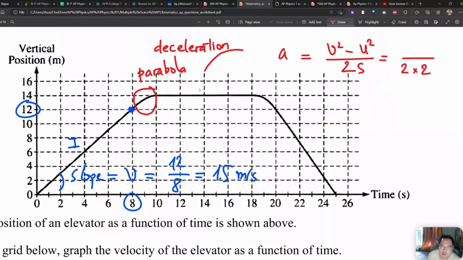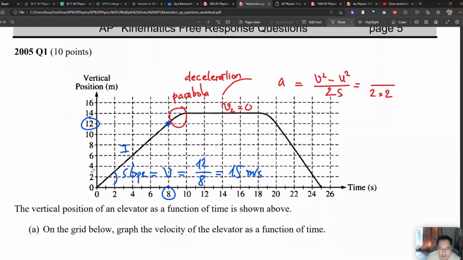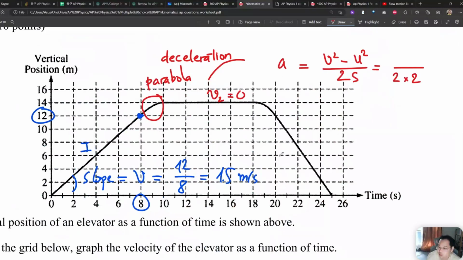The final velocity here is 0. V2 here is 0 because it's horizontal. Vertical position is 0. How can an object stop moving upward, like for 10 seconds like this? Like an elevator. It can stop somewhere, like on the 20th floor. So final velocity V is 0.